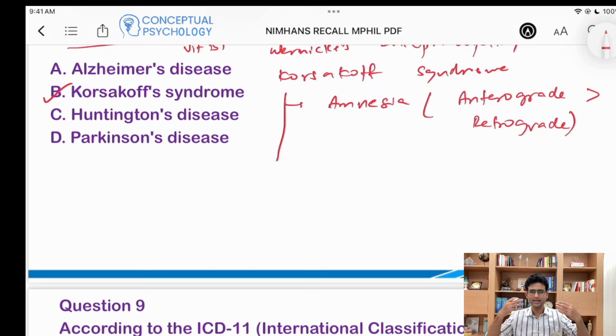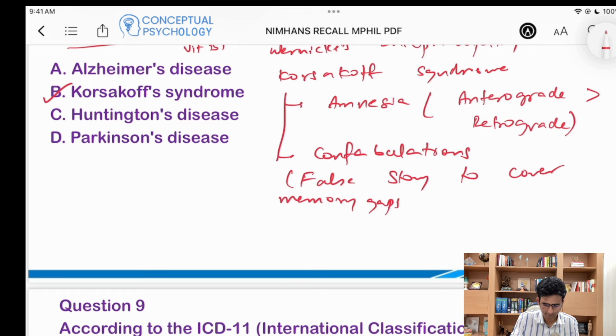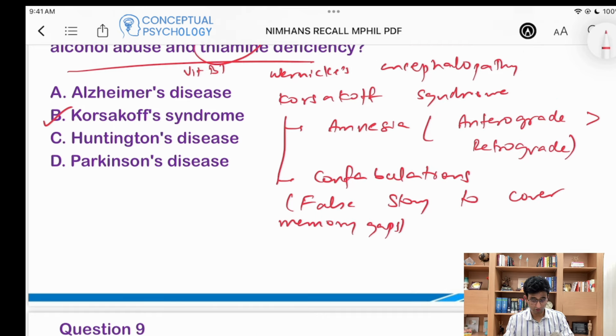Now what happens? Say I have developed anterograde amnesia. I am not able to remember things. Say I come back home in the evening and the wife asks me, where were you the entire day? Now I do not remember anything. So I make a false story. I say I went to that friend and then both of us went to that park. So this false story that I am making to cover the memory gaps is called confabulation. False story to cover memory gaps. This is confabulation. So they are features of Korsakoff syndrome.